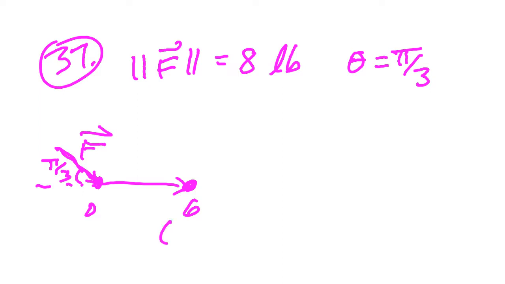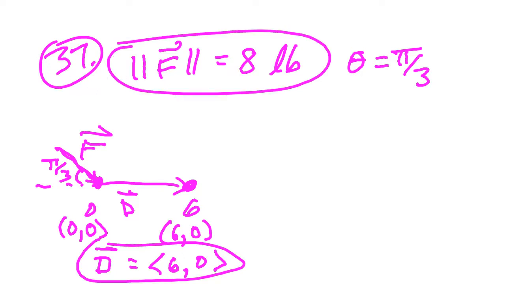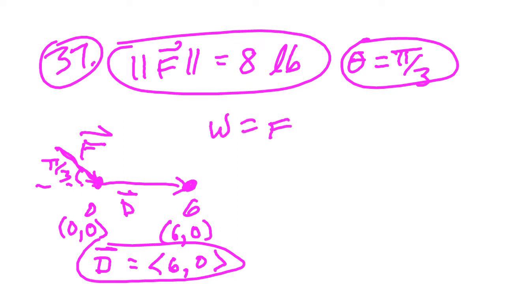So what would this ordered pair be? Over 6, up 0. So for the displacement vector, we can just subtract the components of the ordered pair. The displacement vector is going to be 6 minus 0, which is 6, and then 0 minus 0, which is 0. So the displacement vector is 6, 0. We have that, and we have the norm of the force and the theta. So the question is, how do we use that data to come up with the work? The work is the force vector, which we don't have, dot the displacement vector, which we do have.